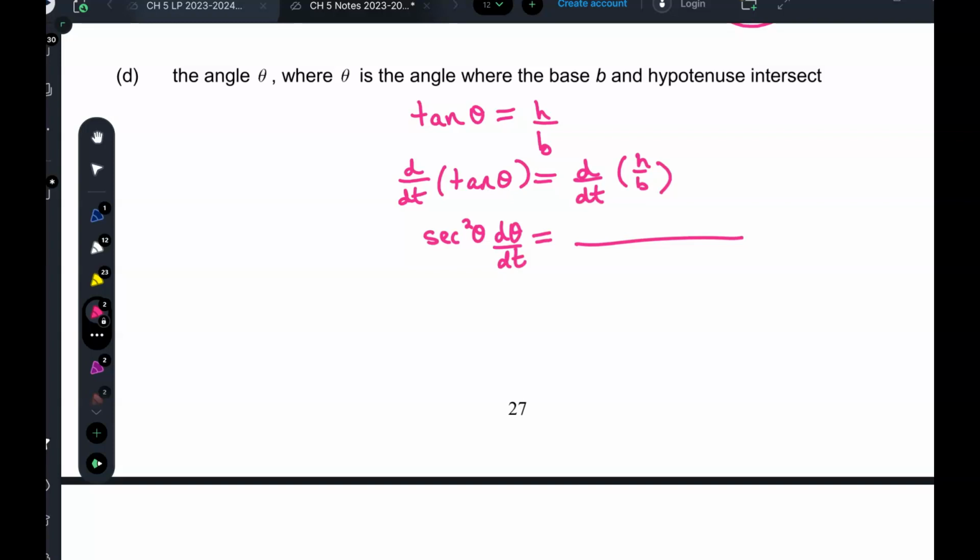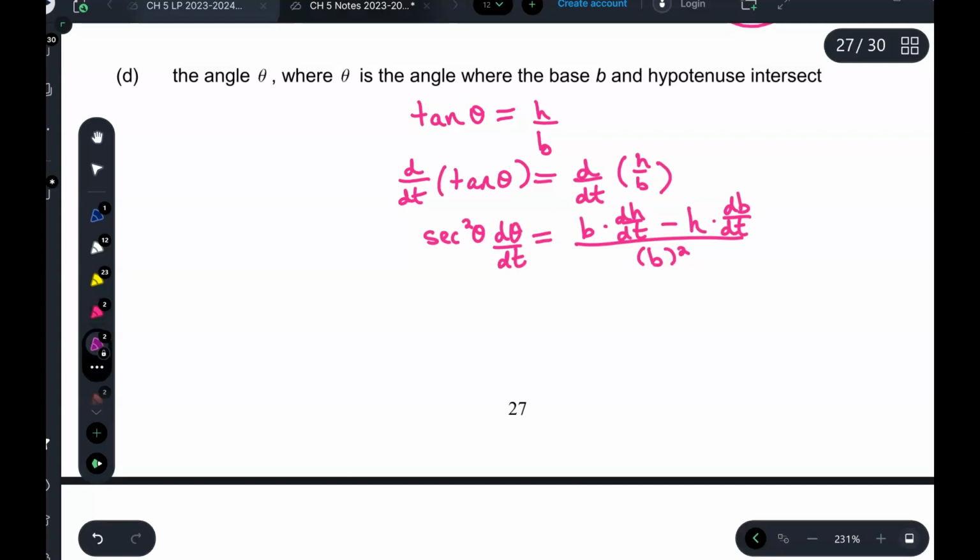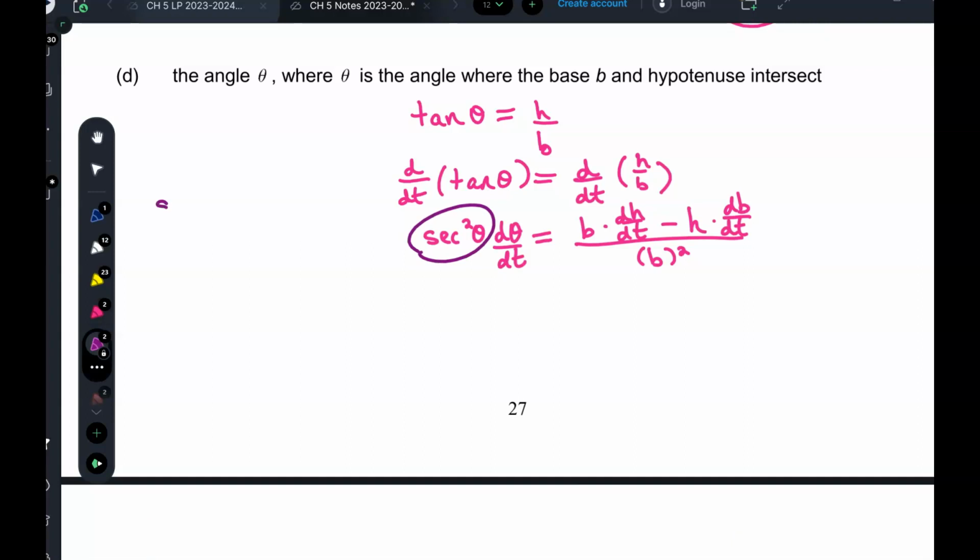So the bottom b, d high, so dh dt. Take high times d low, so cross the line, square the low. Oh, and b is an easy number. Now, what are we solving for? We're trying to solve for d theta dt.